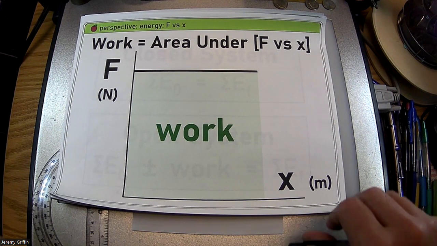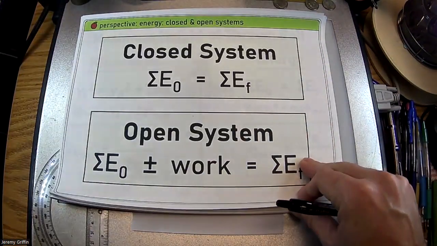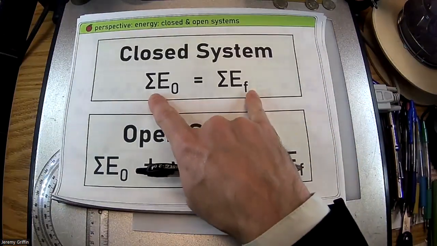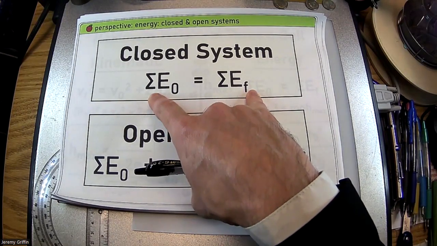Energy transfer, okay? Something like that. It's just the area under that curve. Okay. Right. Closed and open systems. So here I've got energy conserved within a closed system, right? You can't create or destroy some number of joules.